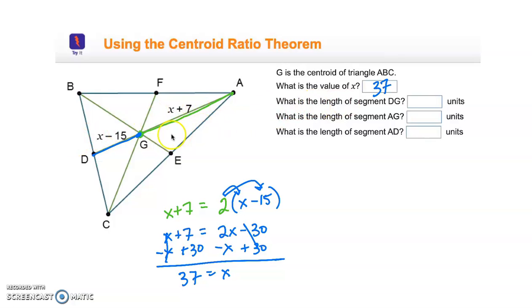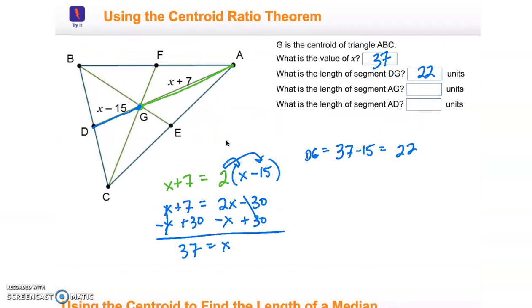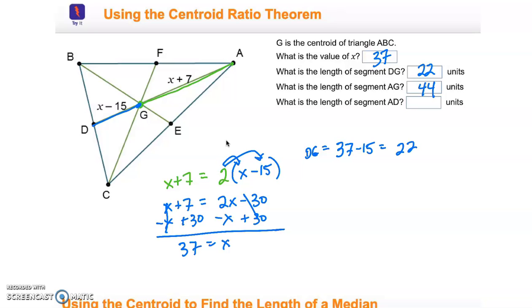So what is the length of segment DG then? Well, DG is x minus 15. So we just put in 37 minus 15, and that gives us 22 units. What is the length of segment AG? Well, there are 2 ways you can do this. You could put 37 in for that and add it, or you can just double this value right here because this is twice the length. So 37 plus 7 is 44, and 2 times 22 is also 44.